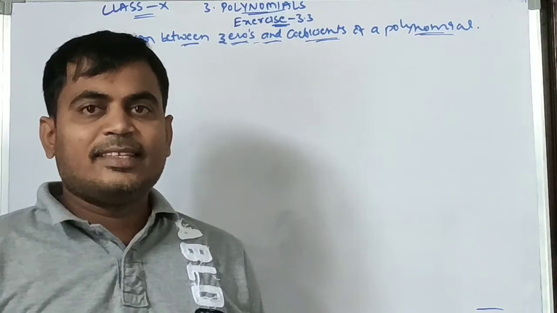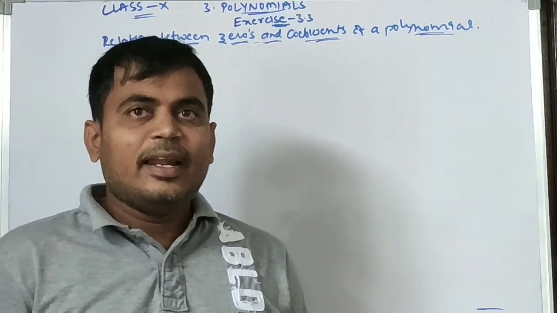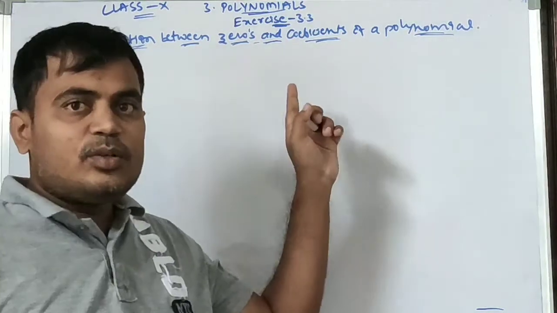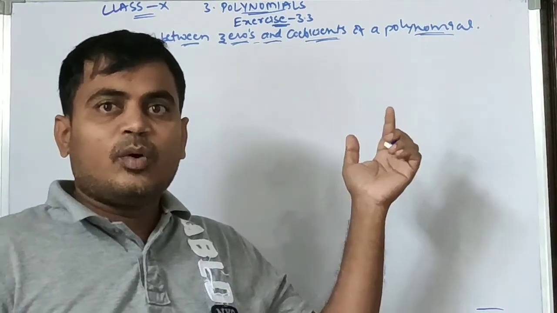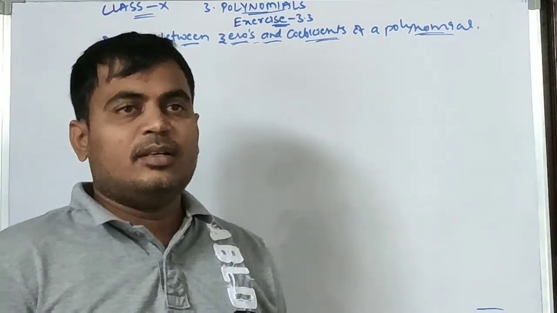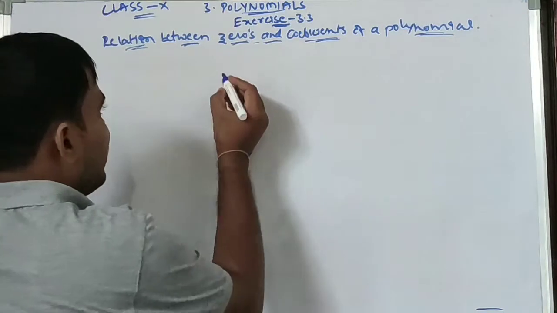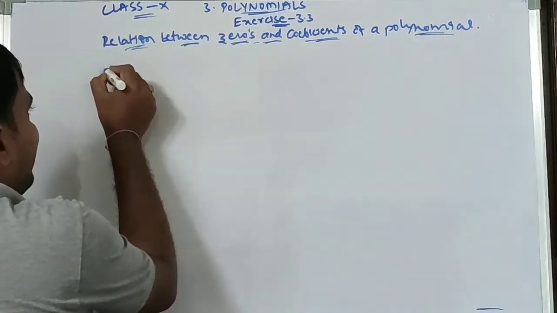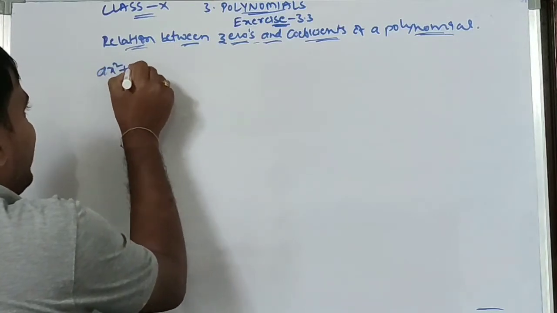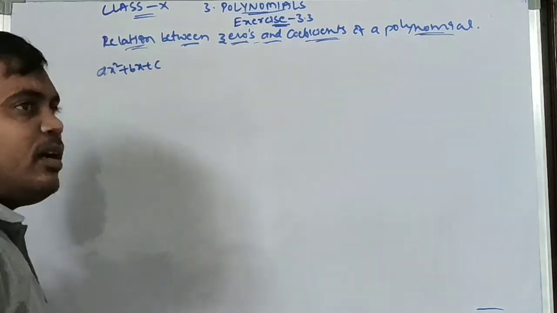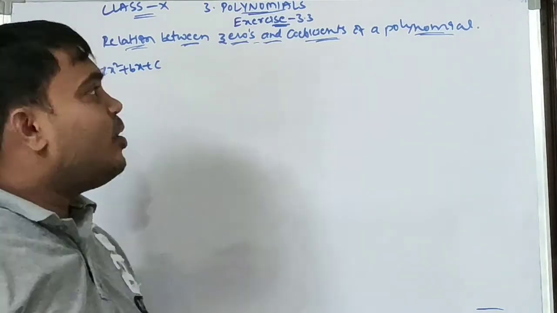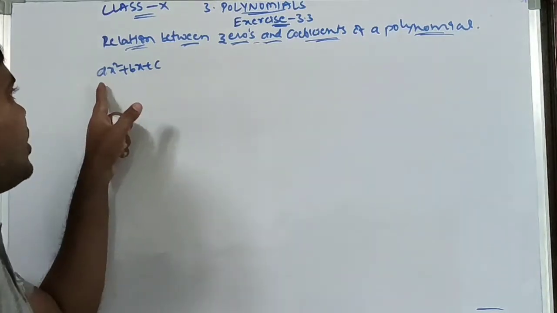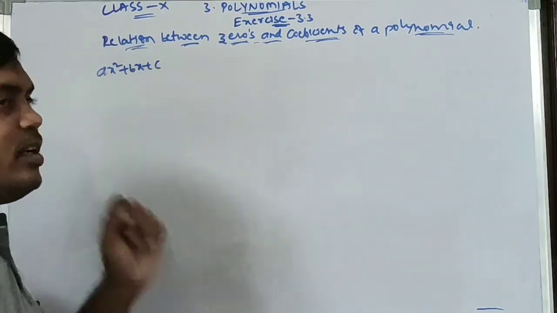Polynomials. Exercise 3.3 related information. Relation between zeros of a polynomial and coefficients of the polynomial. So I am taking a quadratic polynomial ax square plus bx plus c. For this quadratic polynomial, the coefficients are: x square coefficient a, x coefficient b, and constant c.